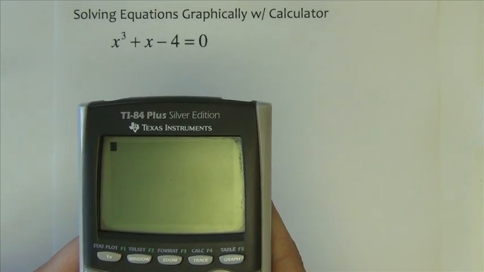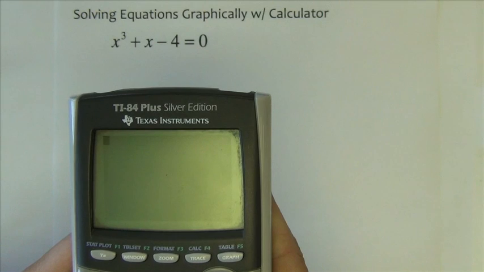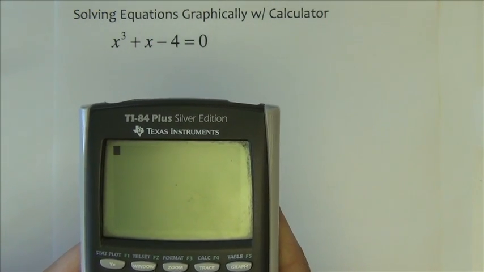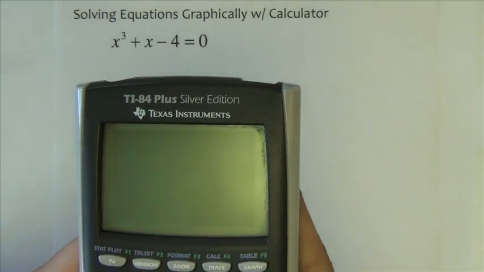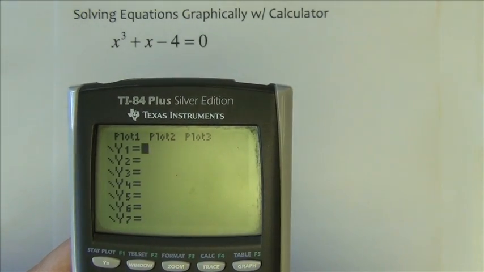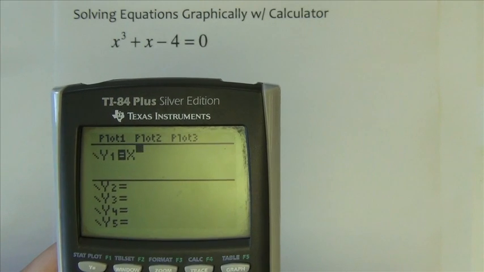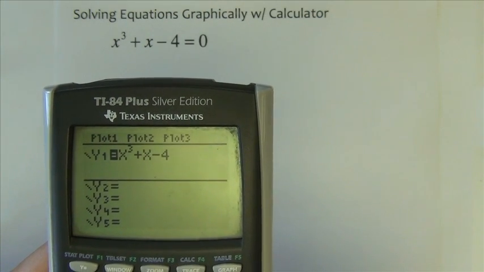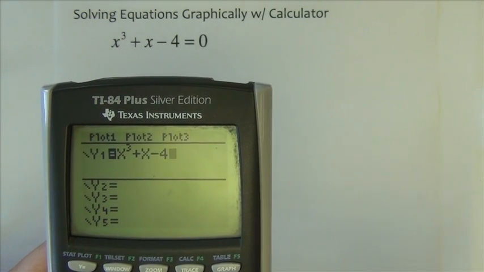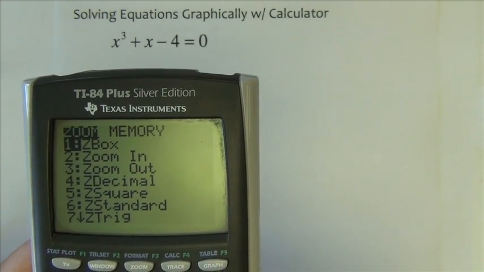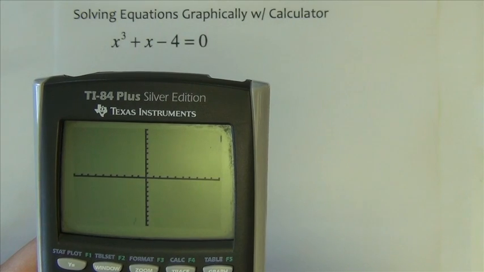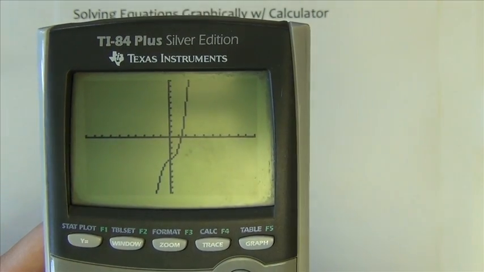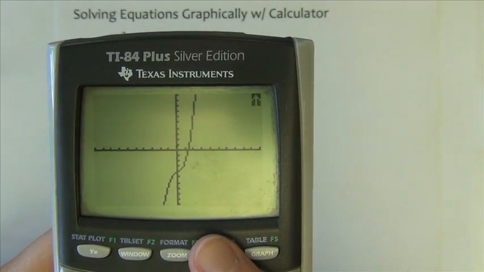Let's finish this lesson with a couple of graphing examples. This example says solving equations graphically with a calculator. So here I'm going to start with the y equals. We want x raised to the 3rd plus x minus 4. I'm just going to graph the equation. I'm going to zoom standard. And I'm looking for where this graph crosses the x-axis. It only crosses once. So I have one solution.